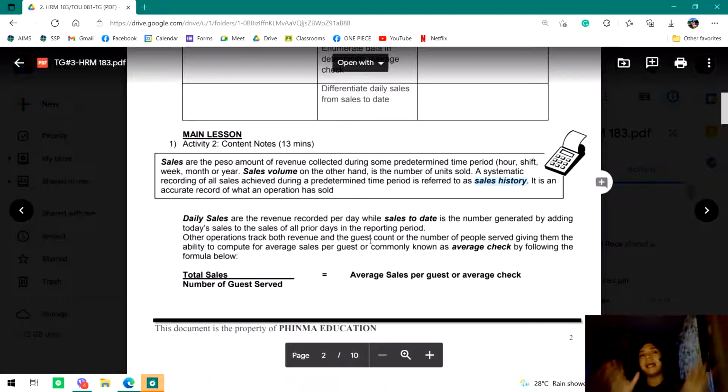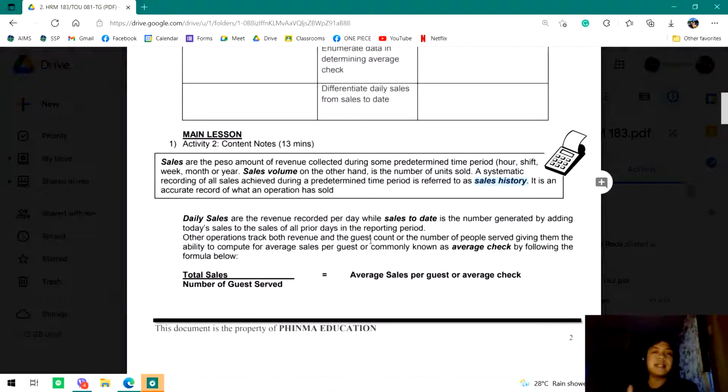Ulitin natin, ang pinagkaiba ng tatlong terms na ito. Sales is the predetermined amount ng revenue na na-collect mo during a specific amount of time, whether it is sales per hour, sales per shift, sales per week, sales per month or year. Sales volume naman is yung number of units sold or yung kung gaano kadami yung mga nabenta mong items. And a systematic recording of all sales is referred to as sales history. So yun yung difference ng tatlo.